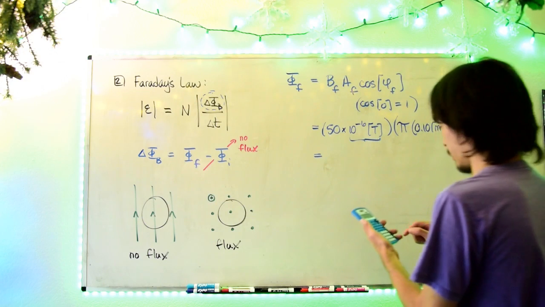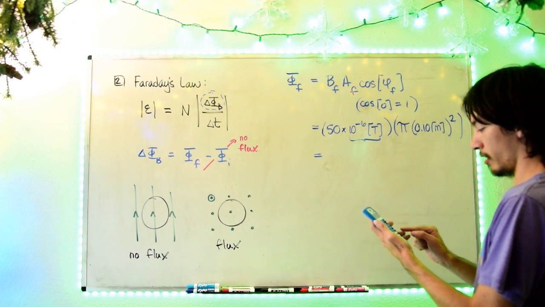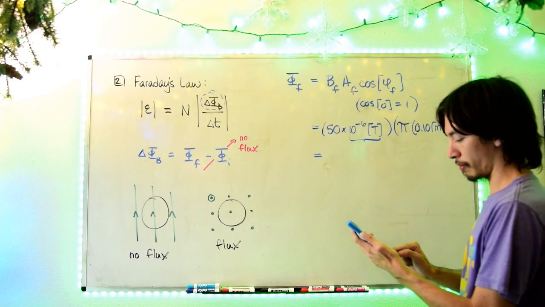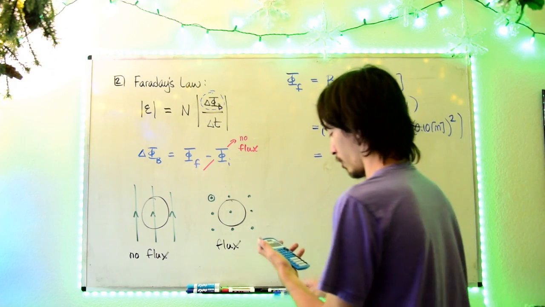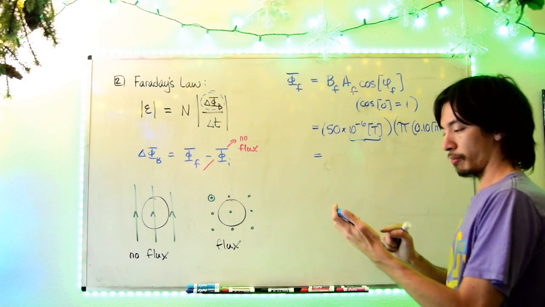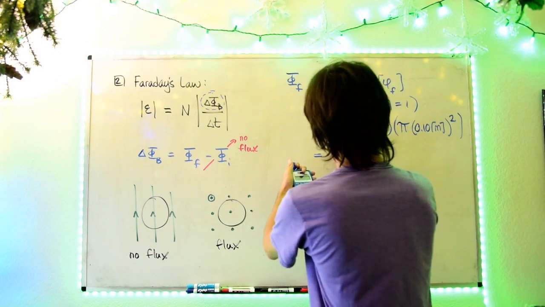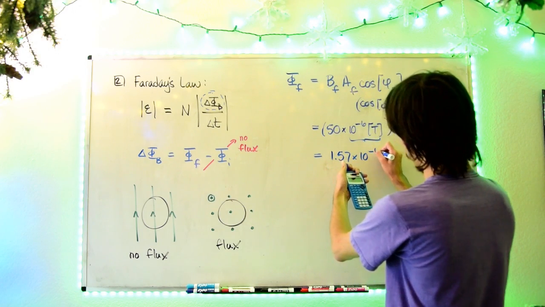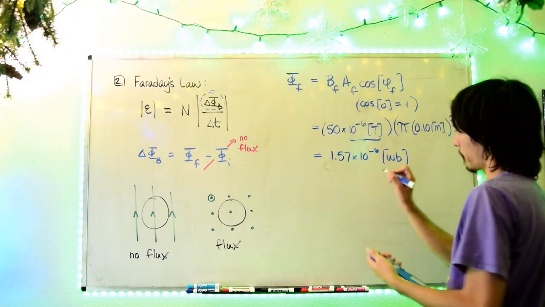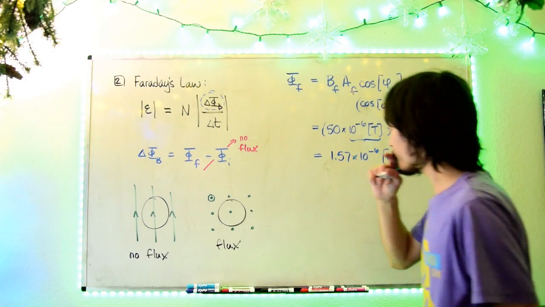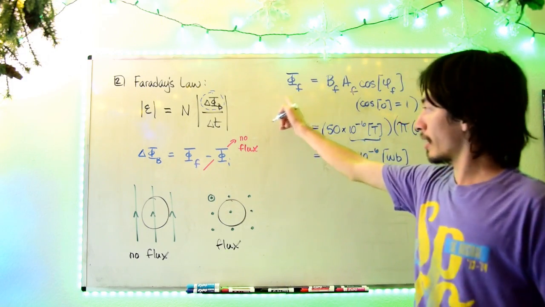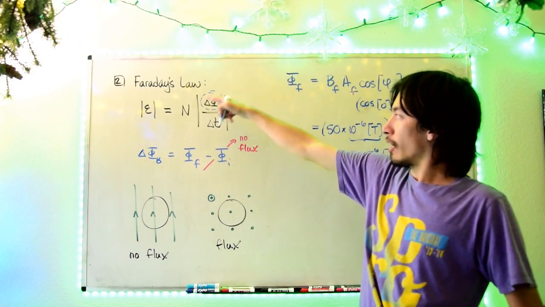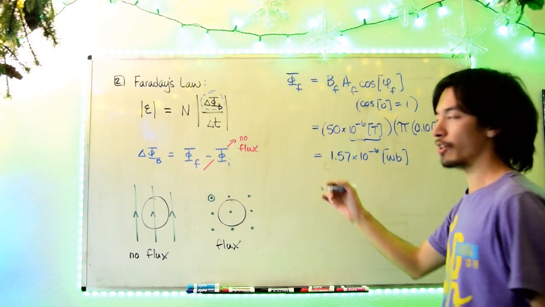Now, we calculate this out. 0.10 squared times pi times 50 times 10 to the minus sixth. Okay, so I'm going to put this in scientific notation because it's a very small number. So our flux is 1.57 times 10 to the minus sixth. I'll write it in Webers because we have Tesla meters squared. Now, we take that flux, that is the change in flux, okay? We plug that into here along with the other things and we get our induced voltage.